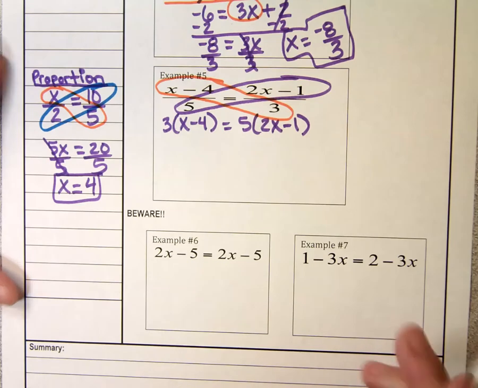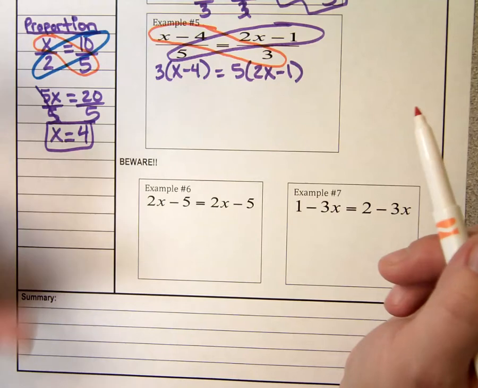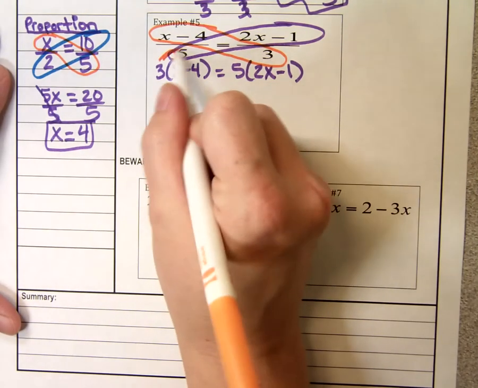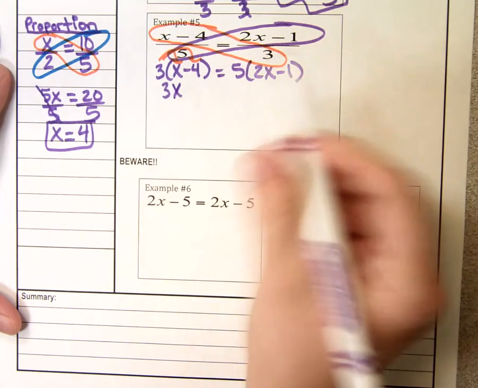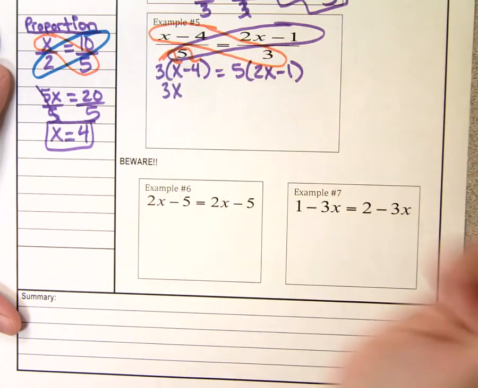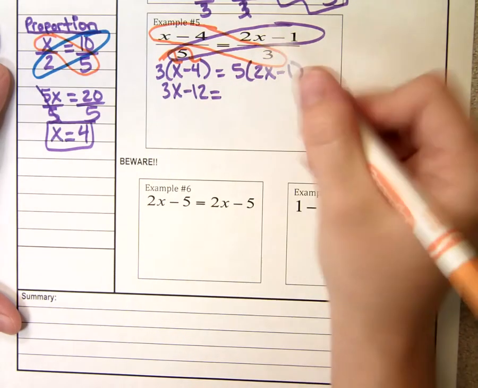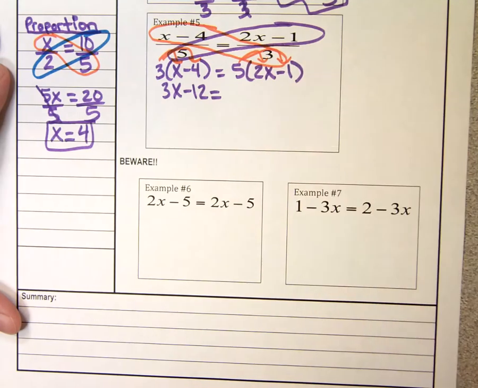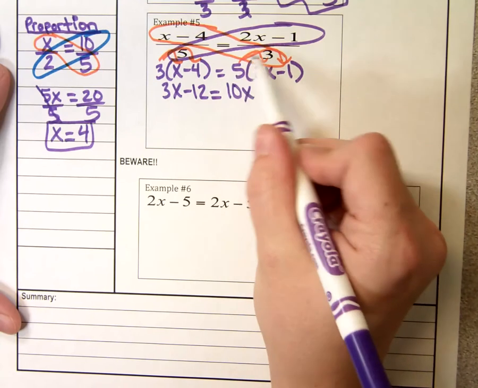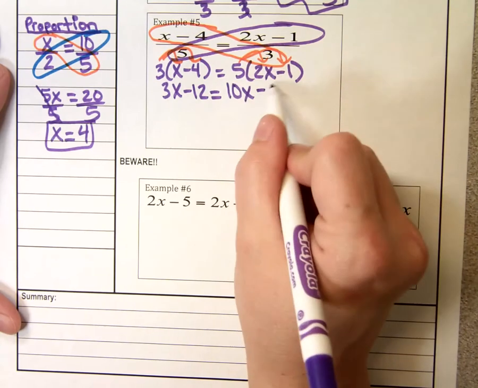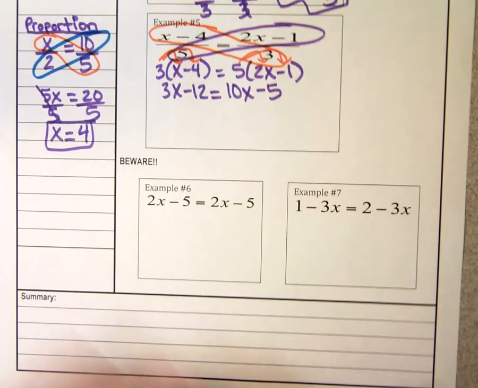Now this looks like some of the problems we just finished doing. I can't have parentheses in my problems, so I need to distribute to get rid of them. So let's distribute the 3. How much is 3 times x? 3x. How much is 3 times negative 4? Negative 12. Bring down the equals. Now I'm going to distribute the 5. How much is 5 times 2x? 10x. And how much is 5 times negative 1? Negative 5.